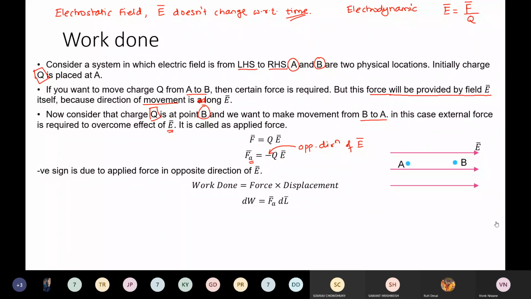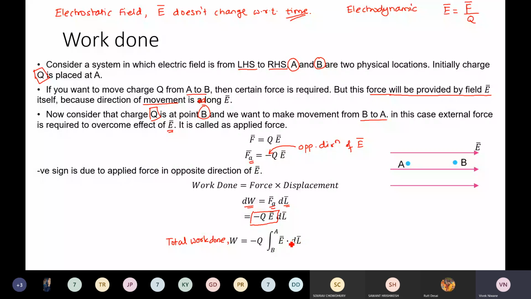So we know that work done is equal to force into displacement. So we can write the differential amount of work done dW is equal to applied force into a small amount of displacement dl bar. So FA bar is nothing but minus of Q into E bar into dl bar. So we can write the total amount of work done: W is equal to minus Q integration E bar dot dl bar.